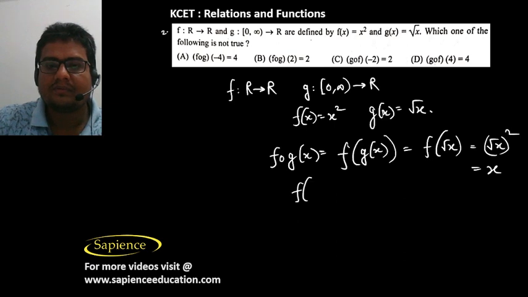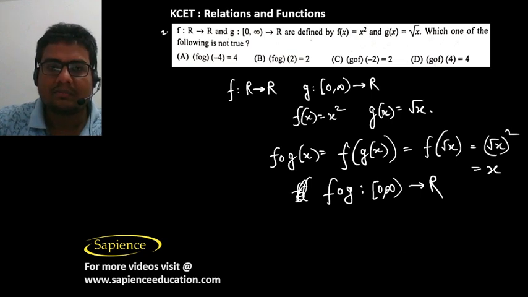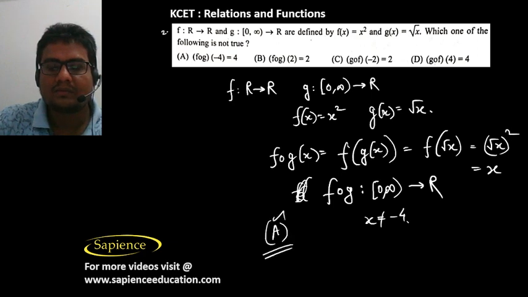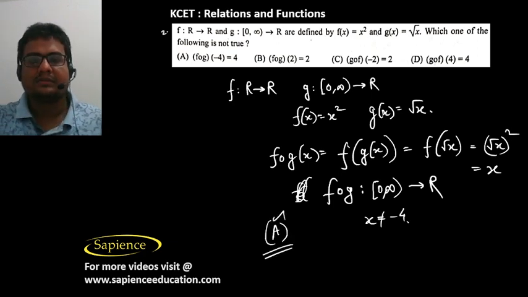Now f of g, it means the function f of g will map from the domain of g to the codomain of f. It means it will map from 0 to infinity to R. Now in the function f of g, minus 4 cannot be given as the input, so x cannot be equal to minus 4, since x should not be having any negative value. So therefore option A is not true. Option A is the correct answer.